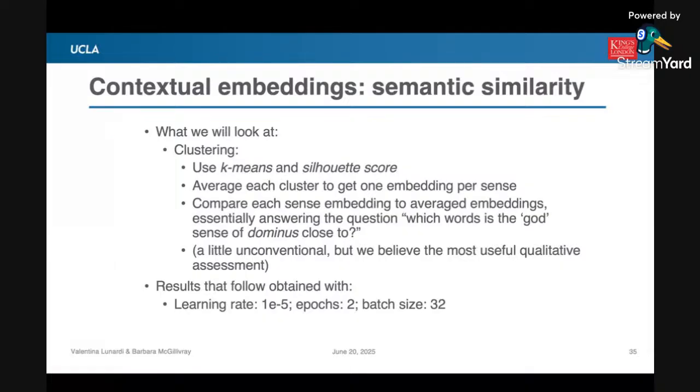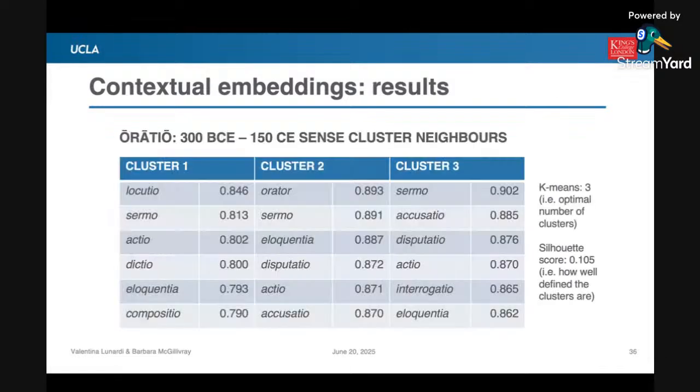And then we'll average each cluster to get one embedding per sense, and then compare each sense embedding to averaged embeddings. We can come back to this if I lost you by now. But essentially what we're trying to answer is this kind of question: which words is the God sense of Dominus, a word for Lord, close to? This is a bit unconventional, I think, but we believe it's the most useful qualitative assessment for our purposes. So that's what we'll do.